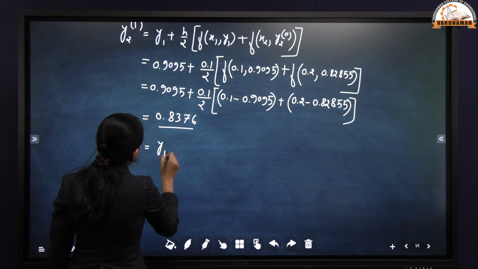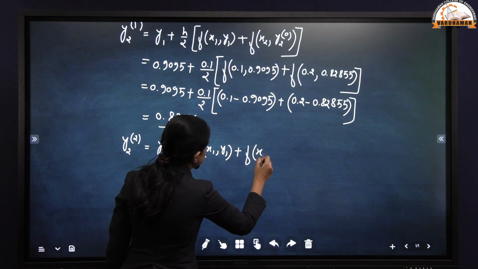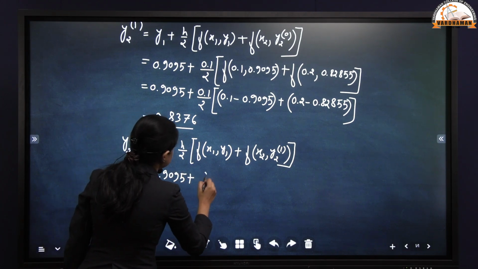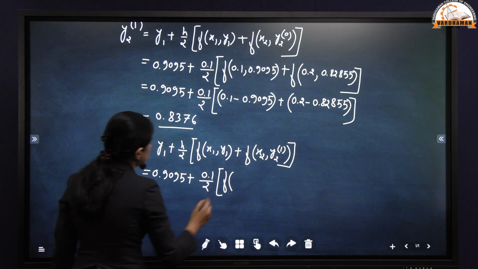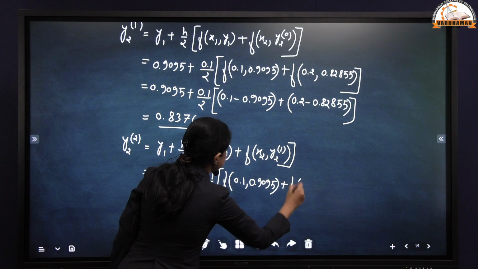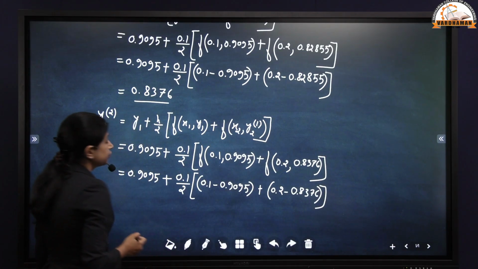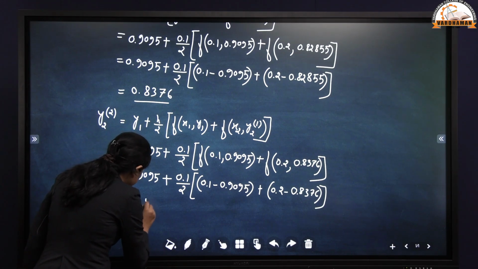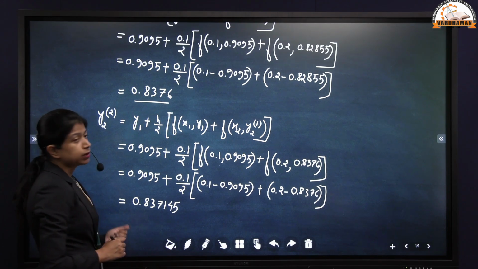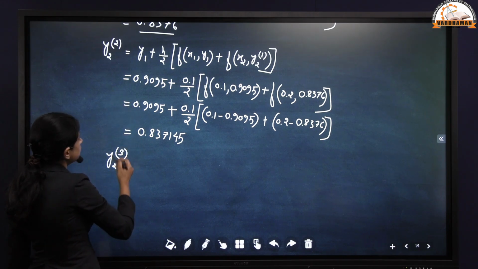y2² is given by y1 plus h by 2, f of x1 comma y1 plus f of x2 comma y2¹. y1 is 0.9095 plus h is 0.1 by 2. f of x1 is 0.1, y1 is 0.9095 plus f of x2 is 0.2 and y2¹ is 0.8376. If we compute this value, we will get 0.837145. Now we will find the next one, that is y2³. So we will continue this process until we get the same approximations.